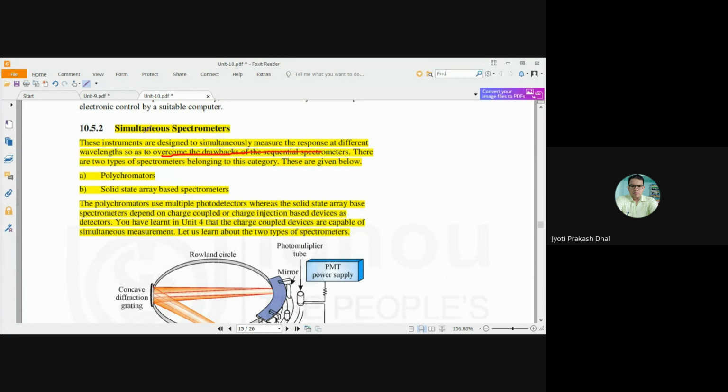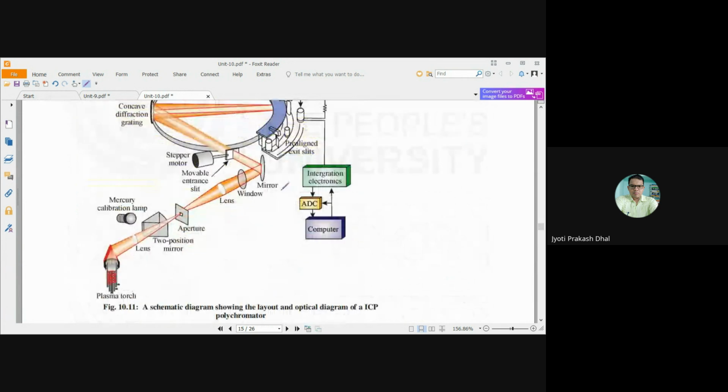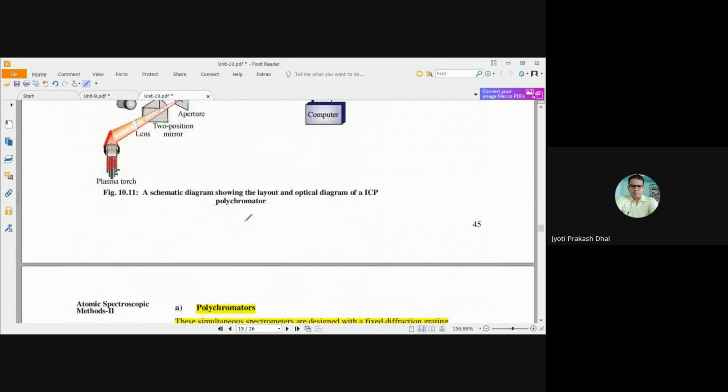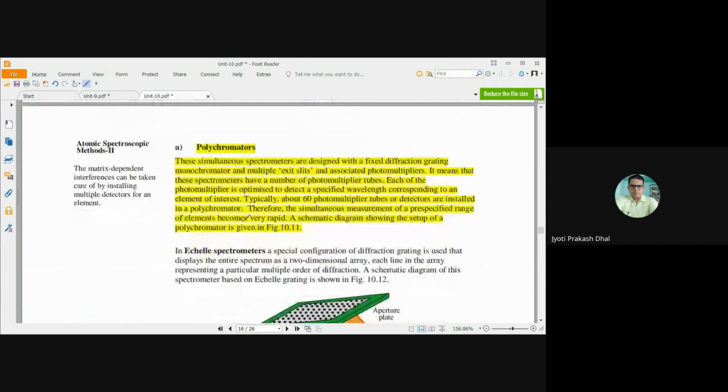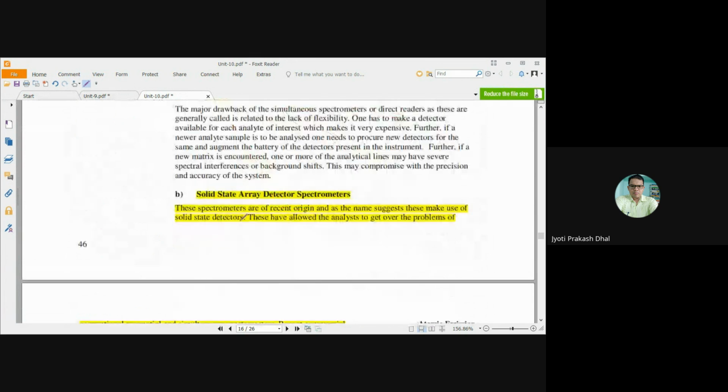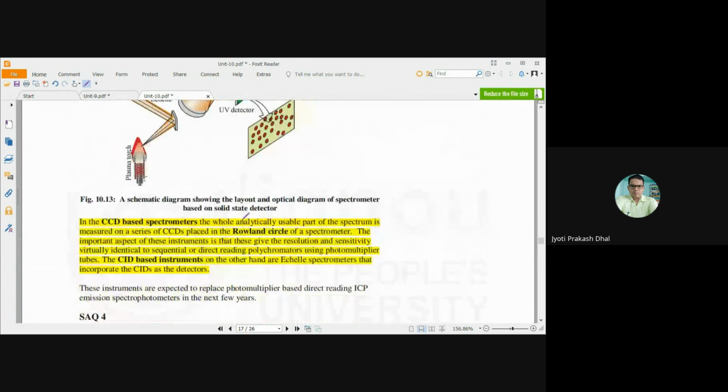So again, the simultaneous spectrometers are of two types. These are polychromators and solid state array based spectrometers. This is the schematic diagram showing the layout and optical diagram of the ICP polychromator. So these are the various parts.